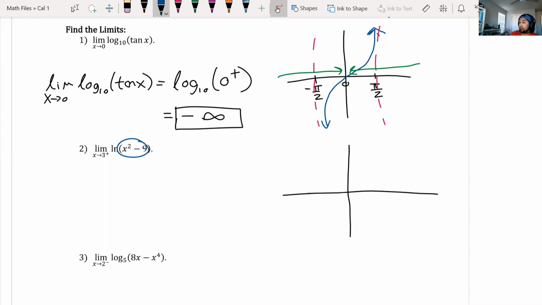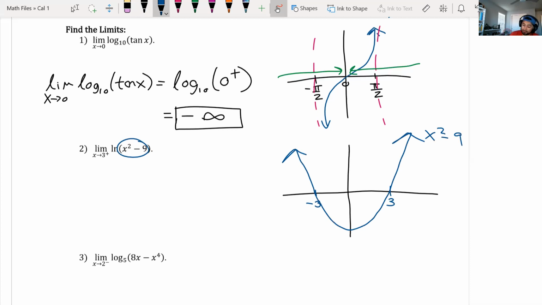What are my x-intercepts for x squared minus 9? 3 and negative 3. There you go. 3 and negative 3. So my graph looks like this, right? This is the graph of x squared minus 9.